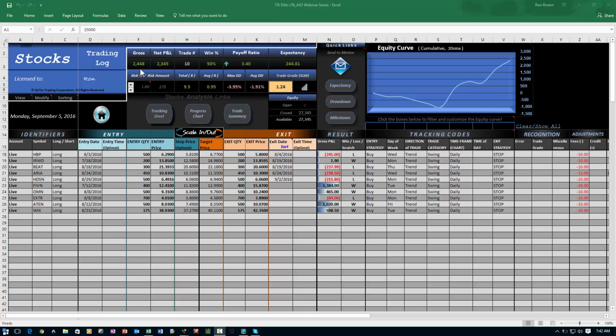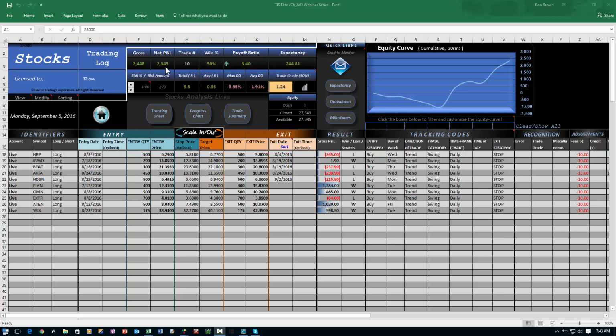These are the actual numbers. The gross is $2,448 on a $25,000 account. Net profit and loss $2,345. Win percentage 50%, and I did 10 trades. So at $250 maximum risk per trade, the most I was risking was $2,500 for the total of the 10 trades.